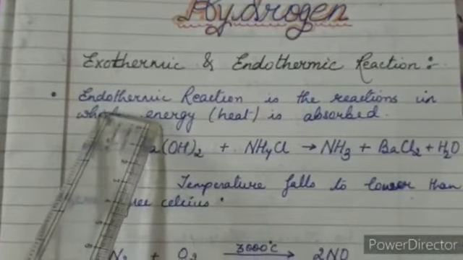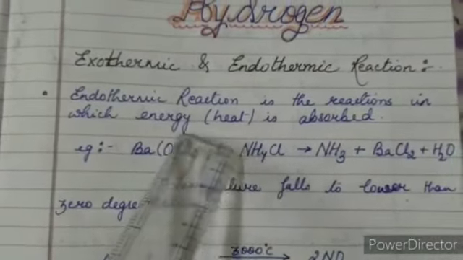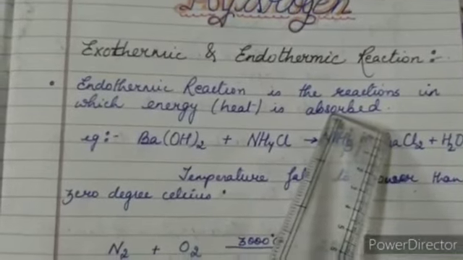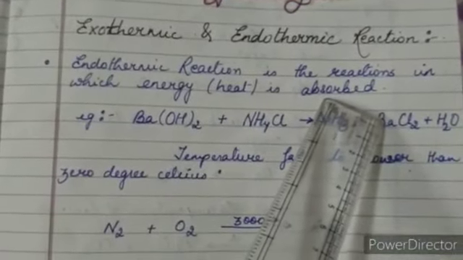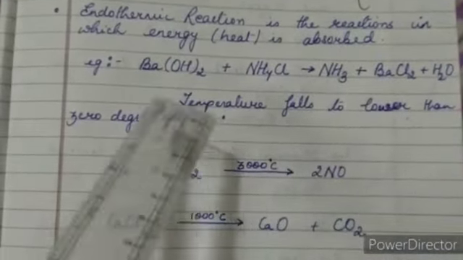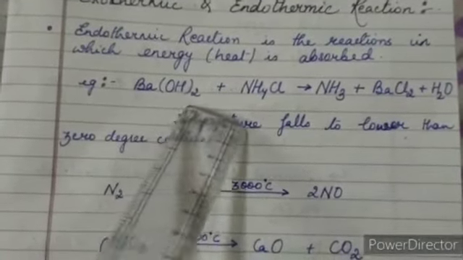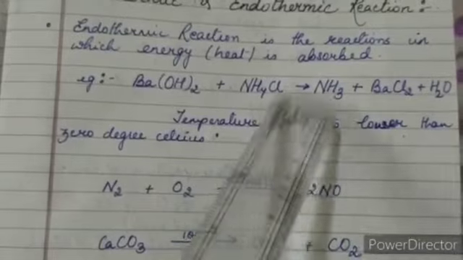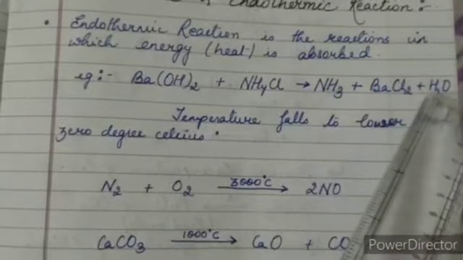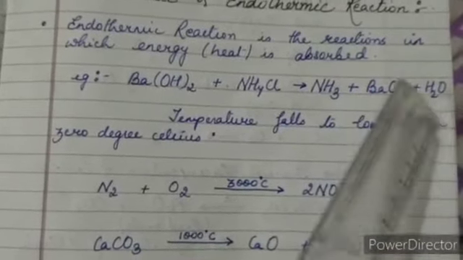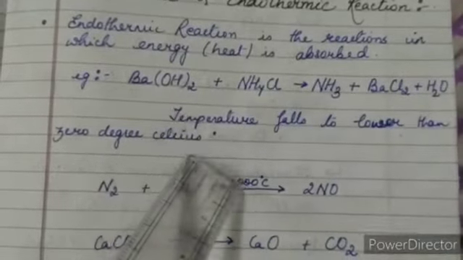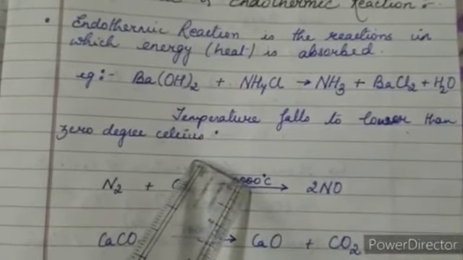So an endothermic reaction is a reaction in which heat energy is absorbed. This is evident from a very common reaction that I'm going to show you in a video also, and here also, where barium hydroxide reacts with ammonium chloride to give ammonia, barium chloride and water. We can see that during this reaction, the temperature will fall below 0 degrees Celsius.